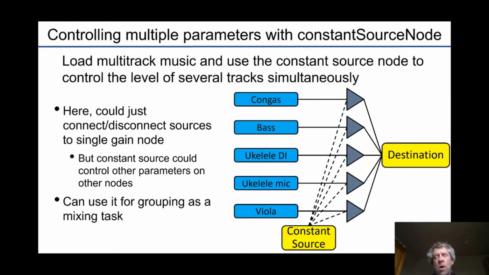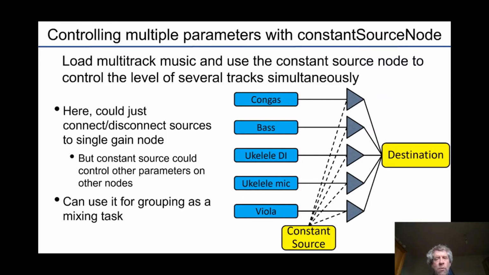In this case, we take a multi-track from what is known as the Cambridge multi-tracks collection, and it's a large number of Creative Commons multi-tracks that you can use for research and education. And we take one of them and we take a few tracks from it: congas, bass, ukulele DI, where DI stands for direct input, so the ukulele is going into the mixing console, and ukulele microphone, where we're getting what the microphone picks up next to the ukulele, so much more the acoustic sound, and a viola.